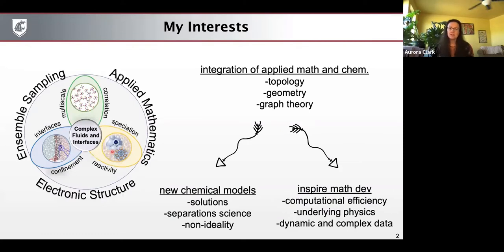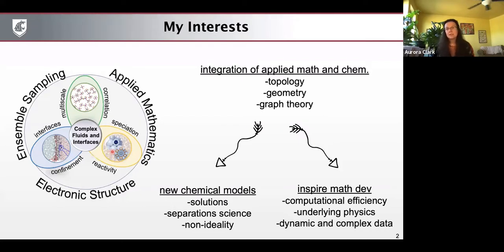And so obviously I'm a chemist, and in the applications that we do in chemistry, we study complex fluids and their interfaces. And to do that, we use electronic structure or quantum mechanical techniques, as well as statistical mechanics and ensemble sampling. And over the last decade or so, we've worked really hard to integrate mathematics into the way in which we analyze and think about our data.